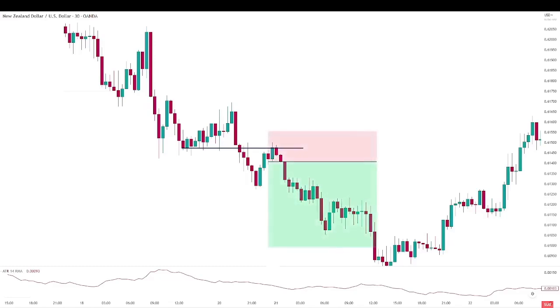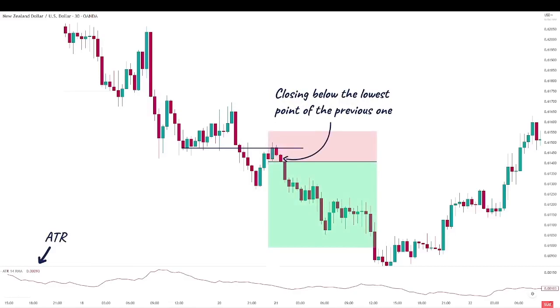Then we will open a short position when the price prints a candle closing below the lowest point of the previous one. Again, place your stop 1 ATR above the highest point of rejection and target the next demand area.